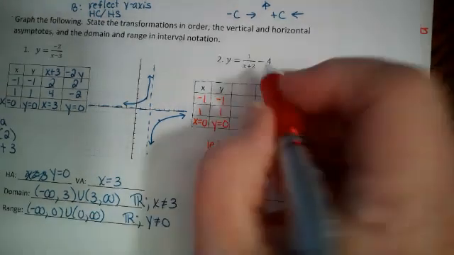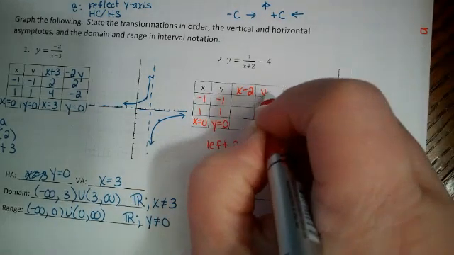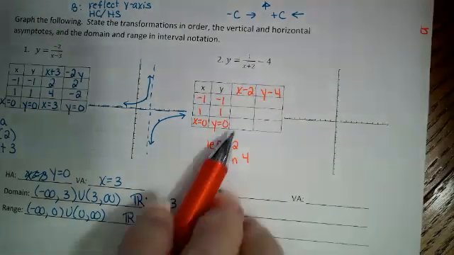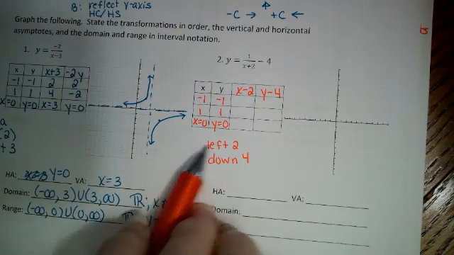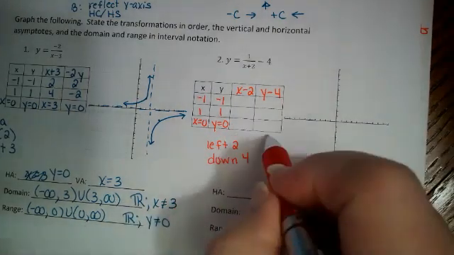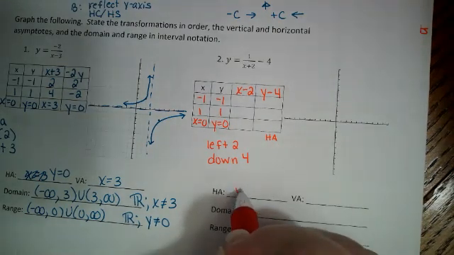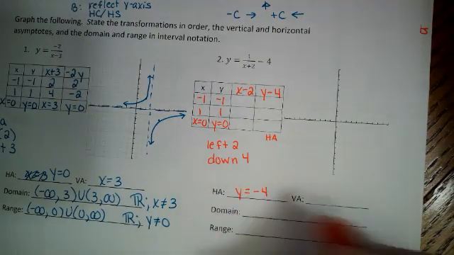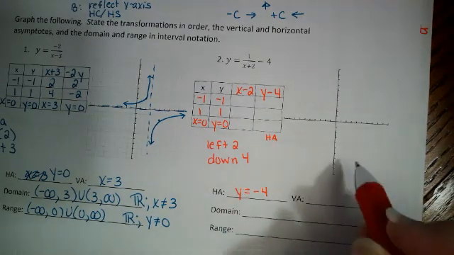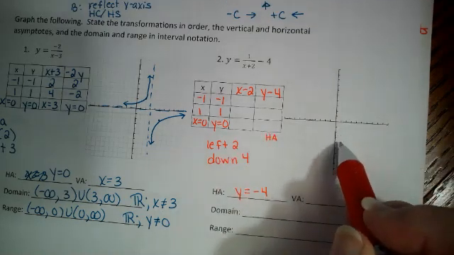If I go to the left 2, that's x plus 2. If I moved down 4, that's y minus 4. My asymptote lines just moved left 2 and down 4. So my horizontal asymptote, which is my y, is going to be at y equals negative 4. Because it was at 0 and now it moved down 4 spaces. So 1, 2, 3, 4.